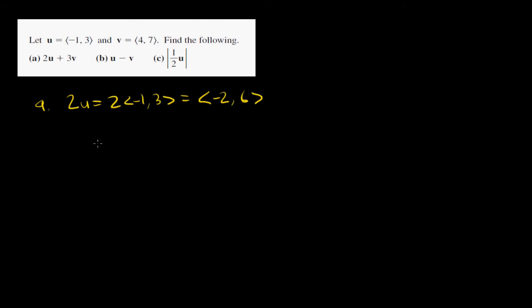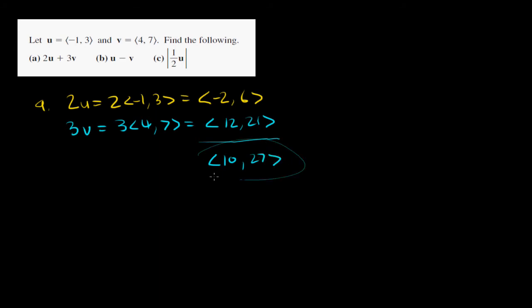Let's do a different color for the other vector. So we have 3v. That's the same thing, where we have 3 times the vector, so 4 and 7. And that's equivalent to 12, 21. And now we just do vector addition. So we just add the two corresponding components together. So we have a new vector with 10 and then 27. So 6 plus 21 is 27. And that's our new vector, and that's the answer to part A.